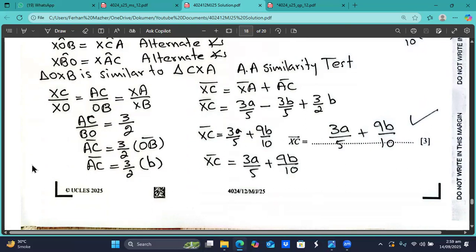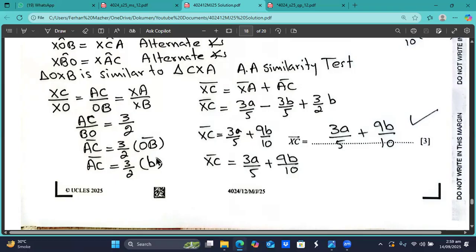So now I'm going to take just these two. AC by BO will be equal to 3:2. So the AC will be equal to 3 by 2 of the OB, and the AC vector will be equal to 3 by 2 of the b vector. So now I know the AC vector.